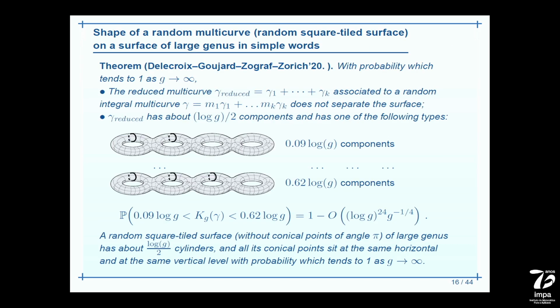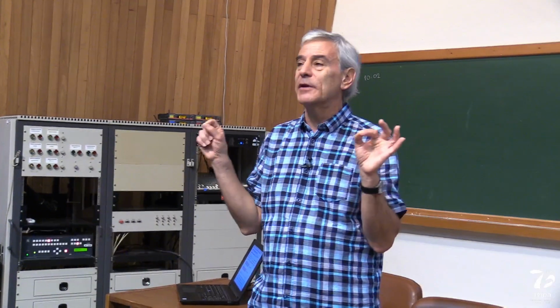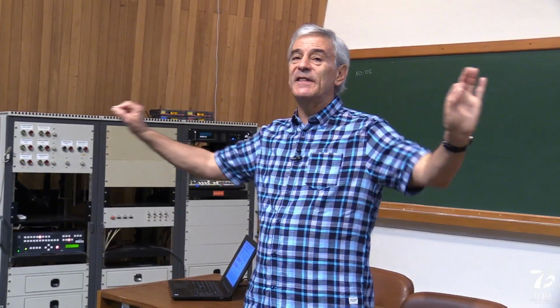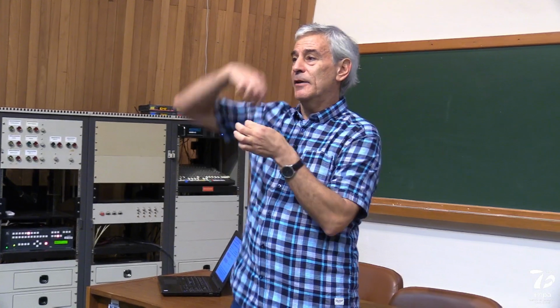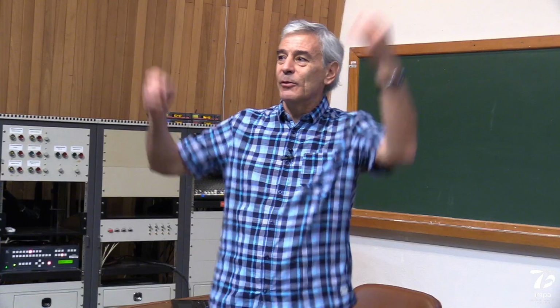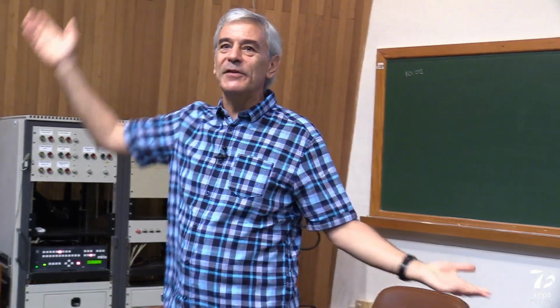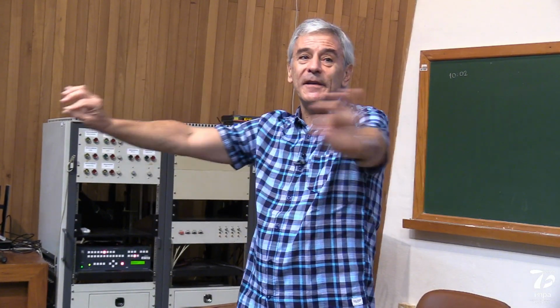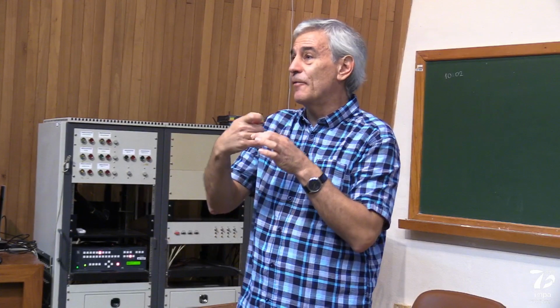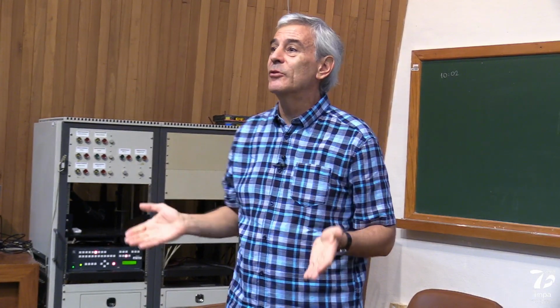It means that all conical singularities of a random square tile surface of large genus sit on the same horizontal leaf and on the same vertical leaf. So for me, as for differential topologists by education, this is completely counterintuitive, because I started my education from Morse theory, and in Morse theory, you take a Morse function, all the critical points are at different levels. Here, there are plenty of them, and they all sit at the same level horizontally and the same level vertically with probability which tends to 1 when genus tends to infinity.